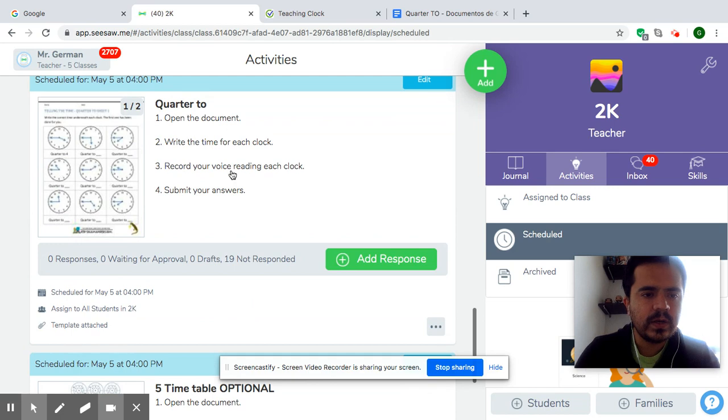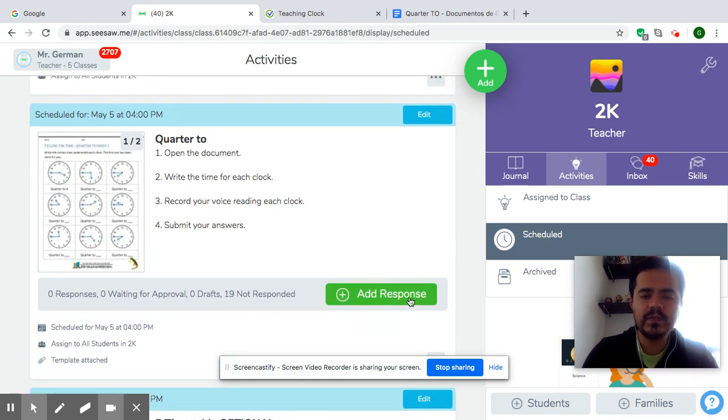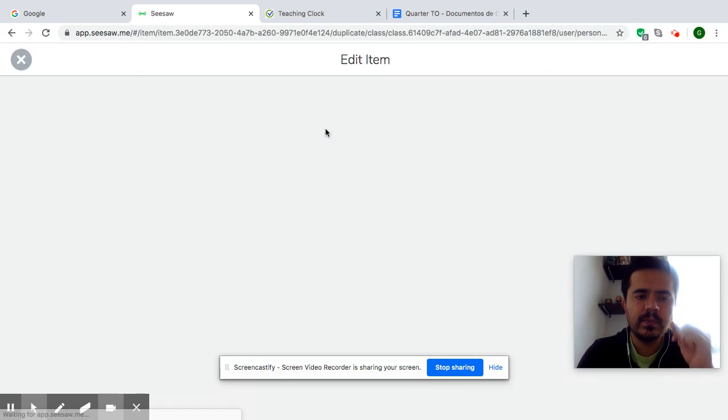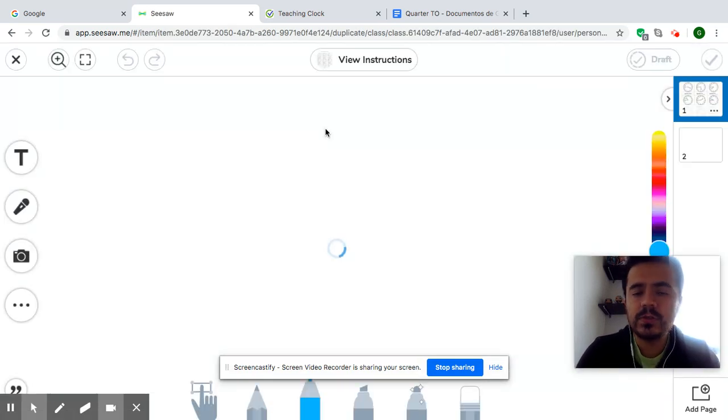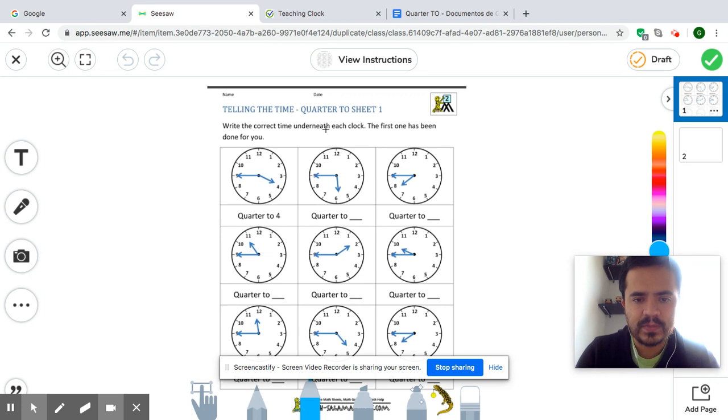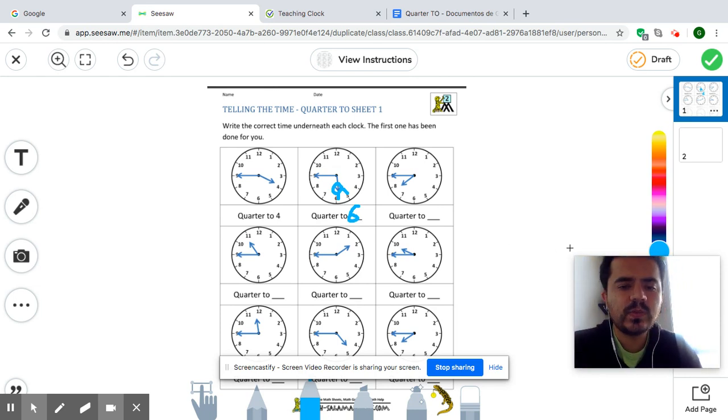We're going to do a really simple quarter to activity here on Seesaw. Very simple. You have some clocks and your job is to write the correct time. Now, it's really easy. Okay, I'm going to help you with the first one. It says quarter to. Now, look where the hour hand is pointing at, right? Look, it's right there. Are we closer to the 6? Are we closer to the 5? I think we're closer to the 6. So quarter to 6. Okay. And then so on with the others. I think it's a really easy activity. You guys won't have any problem with it.